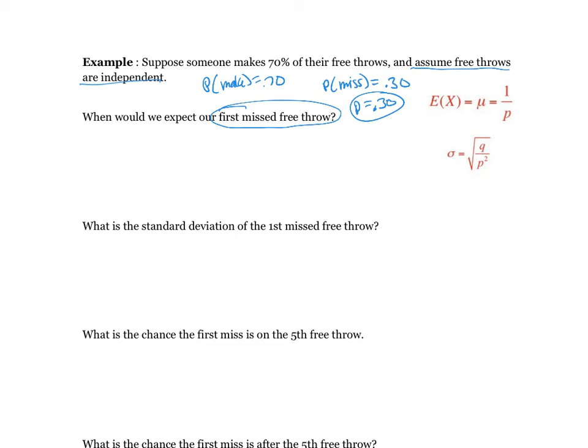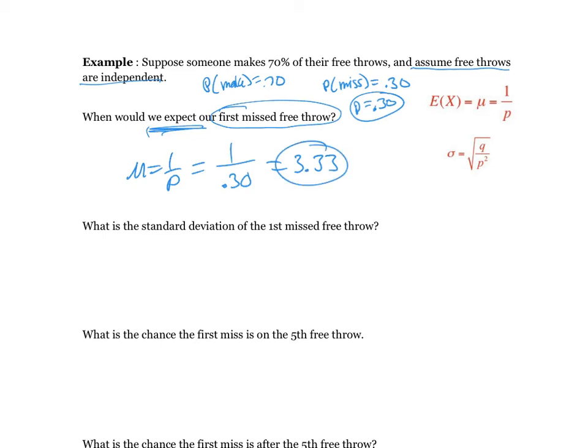You wouldn't think of missing a free throw as being successful, but a success in geometric distributions is just the event we're looking for. Okay. So when would we expect our first missed free throw? That was just the expected value formula. So it'd be 1 over the chance of missing, which is 30%. So if you divide that on your calculator, 1 divided by 30% is 3.33.